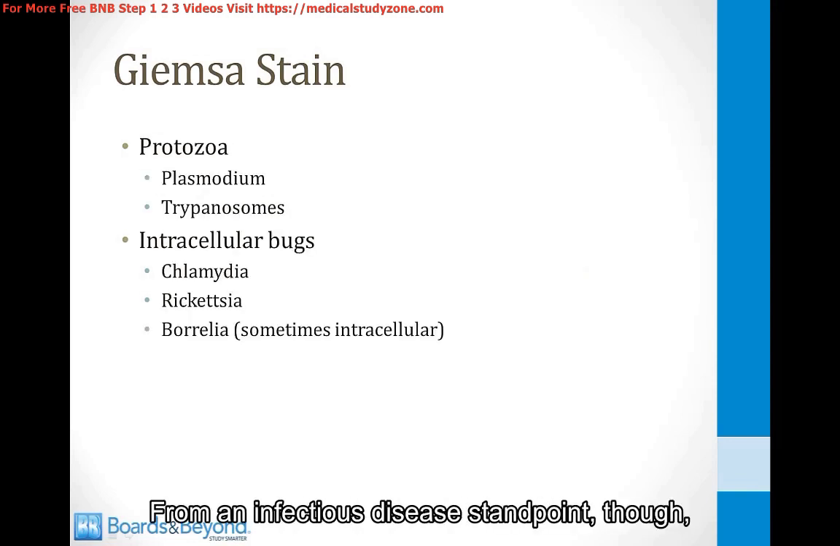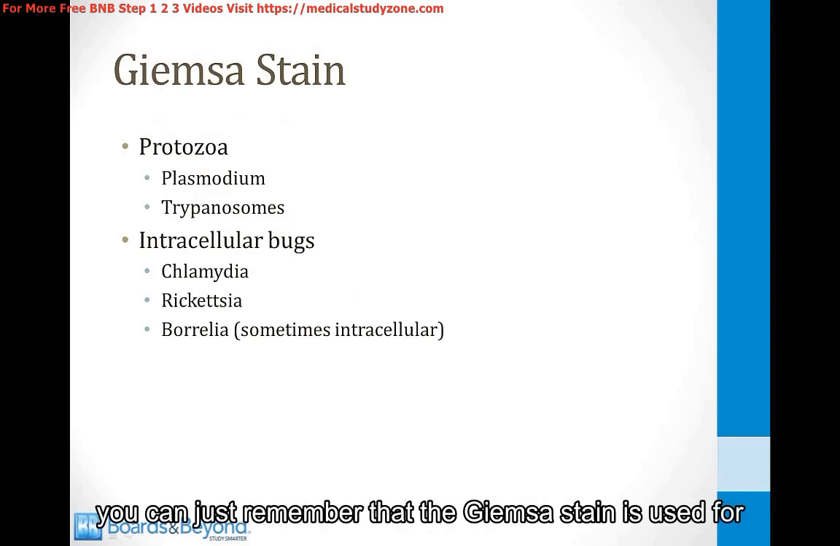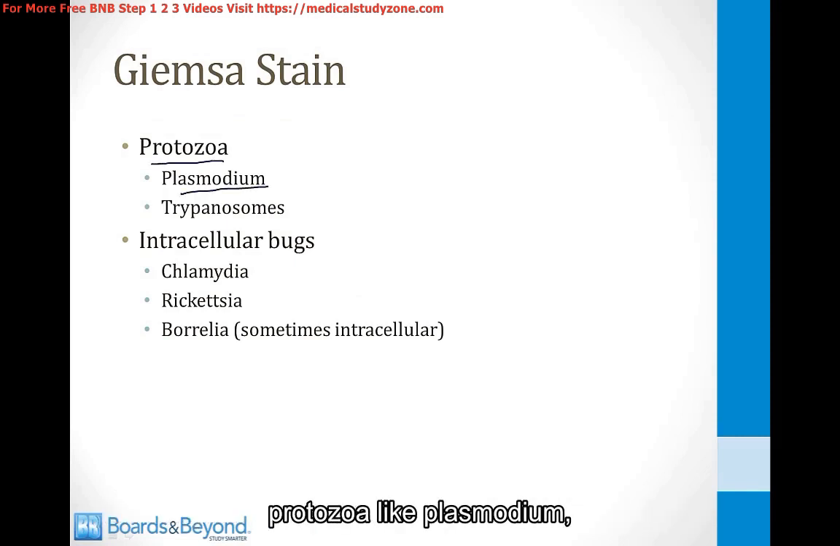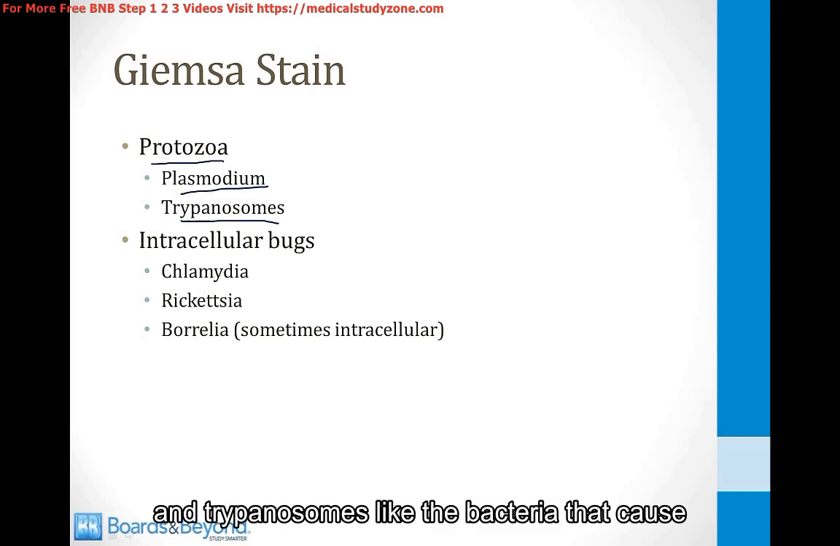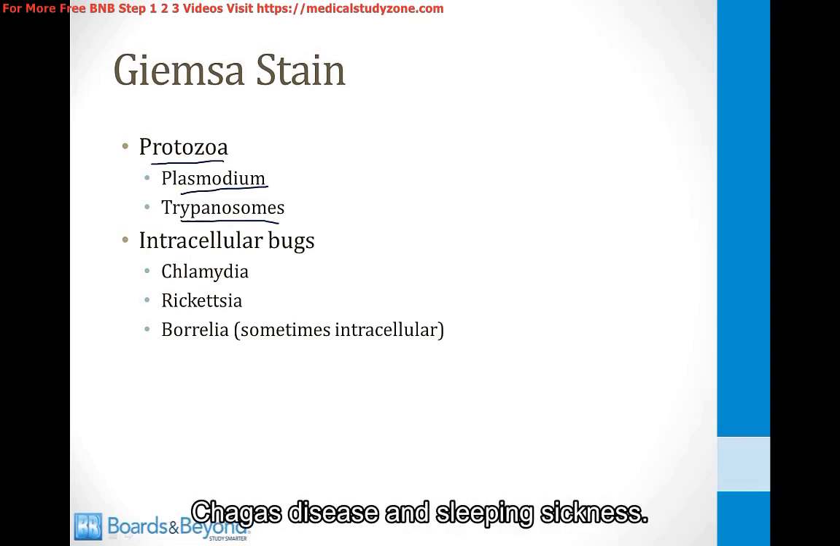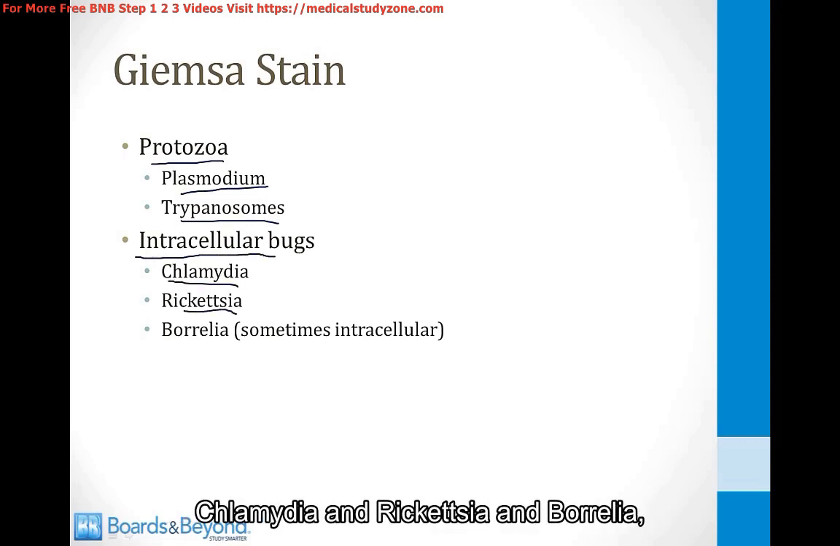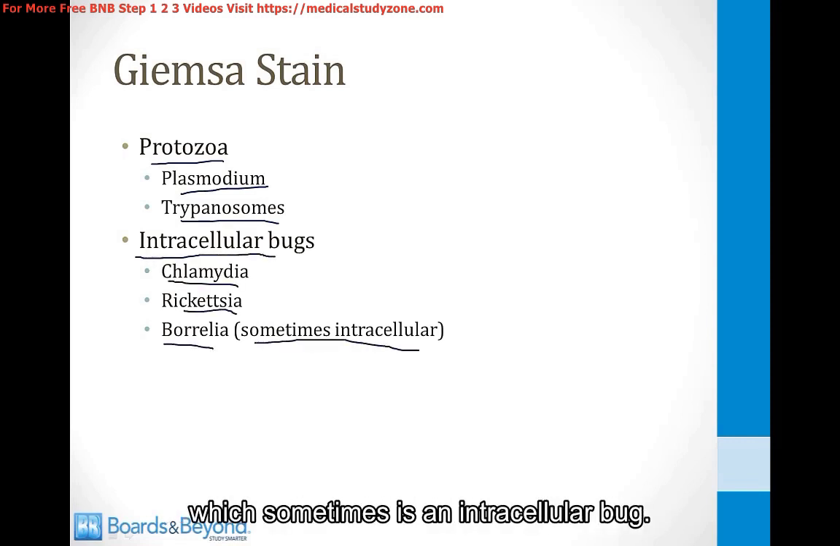From an infectious disease standpoint, though, you can just remember that the Giemsa stain is used for protozoa like Plasmodium and trypanosomes like the bacteria that cause Chagas disease and sleeping sickness. And it's used for some intracellular bugs like chlamydia and rickettsia and borrelia, which sometimes is an intracellular bug.